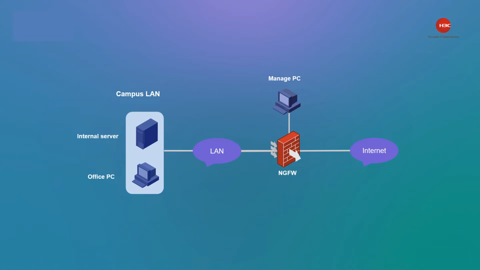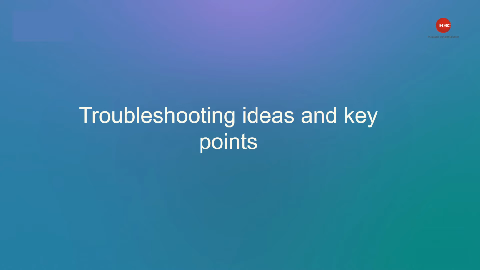Therefore, timely and accurate IPS log information is of great significance for monitoring whether there are abnormal attacks in the current network. However, after the IPS function is turned on, one of the problems that the site often faces is that there is no IPS log on the device. At this time, a clear troubleshooting idea is needed to determine the cause of the on-site fault. Let's take a look at our troubleshooting ideas and the key points when the device does not generate IPS logs after the IPS function is enabled.